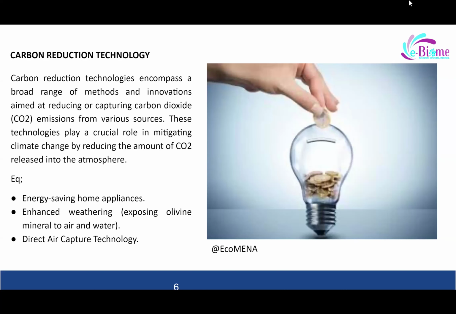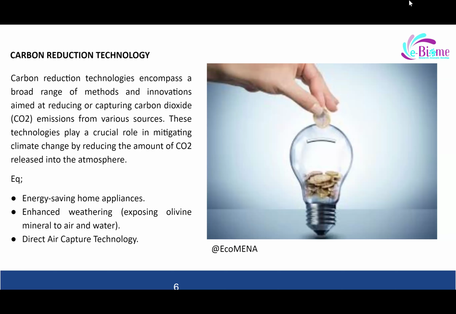So carbon reduction technologies encompass a broad range of methods and innovations aimed at reducing or capturing carbon dioxide emissions from various sources. These technologies play a crucial role in mitigating climate change by reducing the amount of CO2 released in the environment, right? So it's essentially reducing or capturing carbon dioxide emissions from various sources. Examples of these are energy-saving home appliances, enhancing weathering, that's exposing or leaving minerals to air and water, and then direct air capture technologies. So per the definition, it says reducing or capturing carbon dioxide.